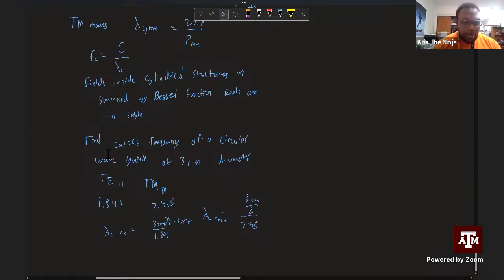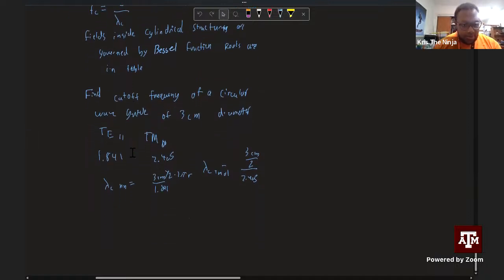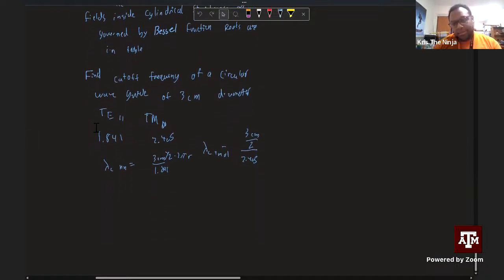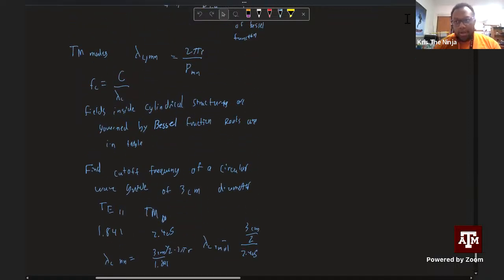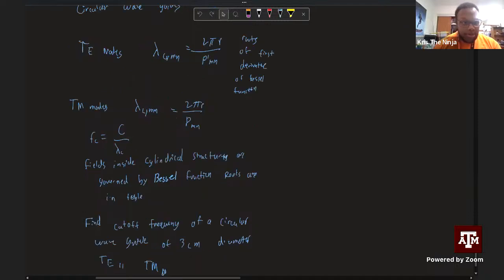But the roots are in the table. To find the cutoff frequency of the circular waveguide, you need to use a table. There's a table I didn't put in here, but you can find it if you just look up the Bessel functions.